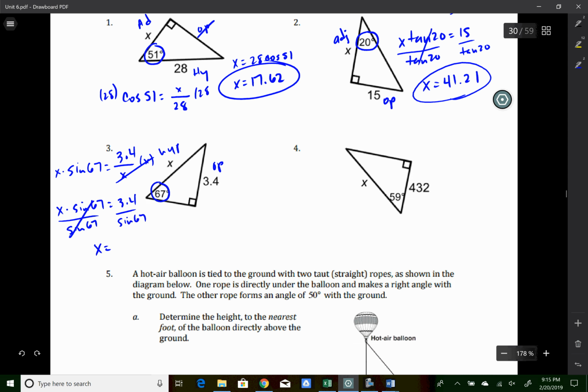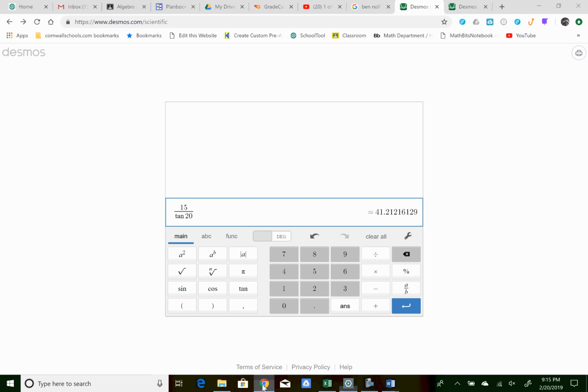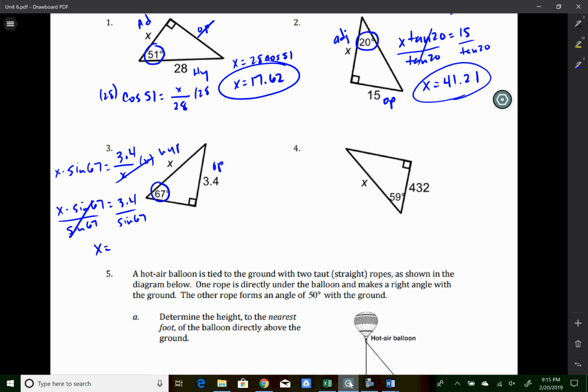And then see whatever I get there. So 3.4 divided by the sine of 67. 3.69. One thing we should be checking is the hypotenuse should always be the longer side. So in this case, 3.69 is bigger than 3.4, so that pretty much tells me I'm probably right. So let's go to the next one.